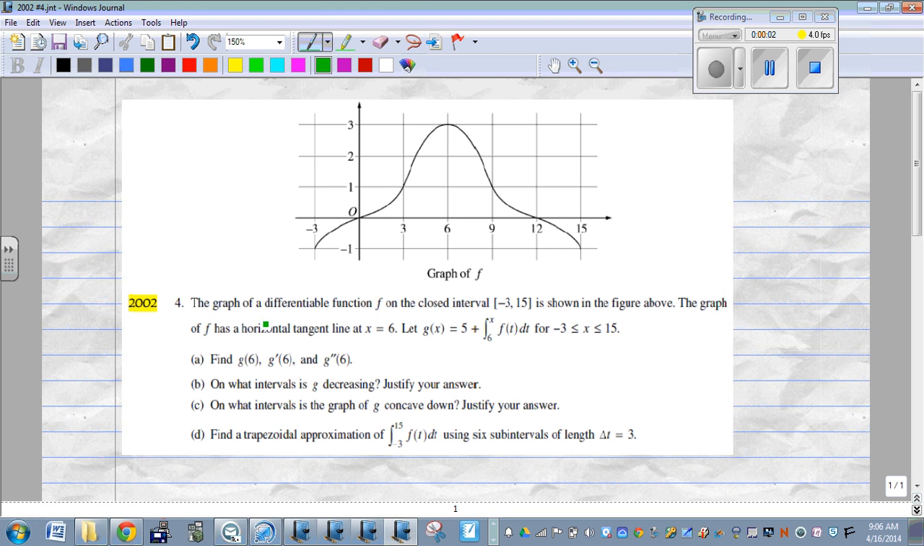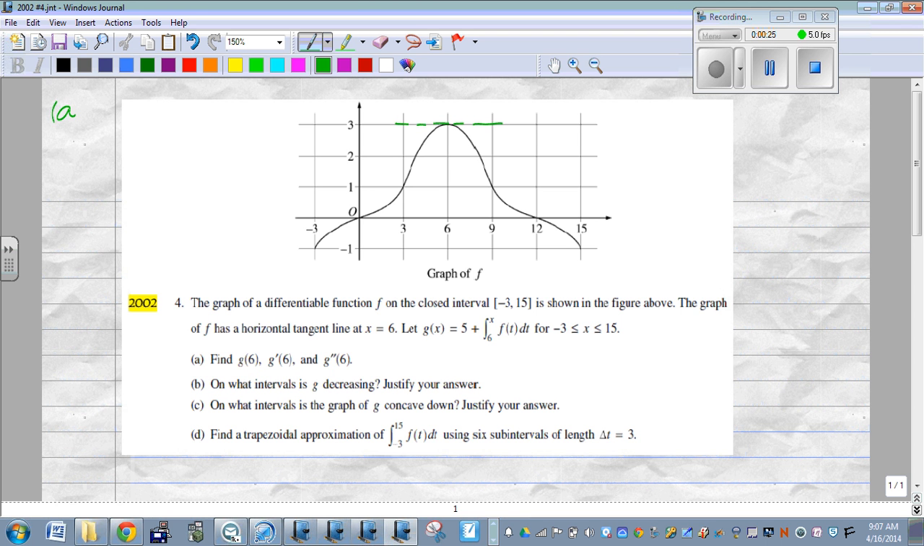So we have our graph of the differentiable function f from negative 3 to 15, and f has a horizontal tangent at x equals 6. And we're given g of x equals 5 plus the definite integral from 6 to x of f of t dt. We're asked in part A, which is a pretty common one to see, find g of 6, derivative of g of 6, and second derivative of g of 6.